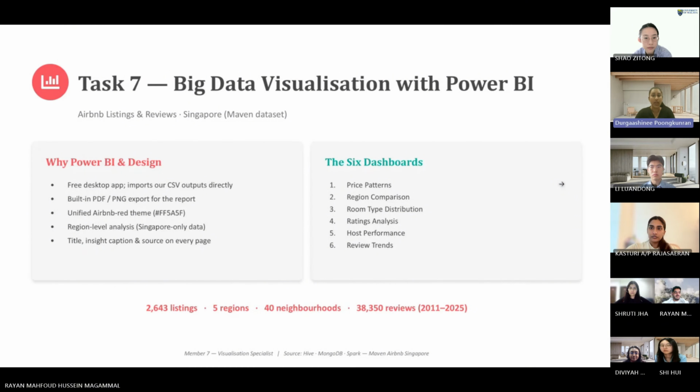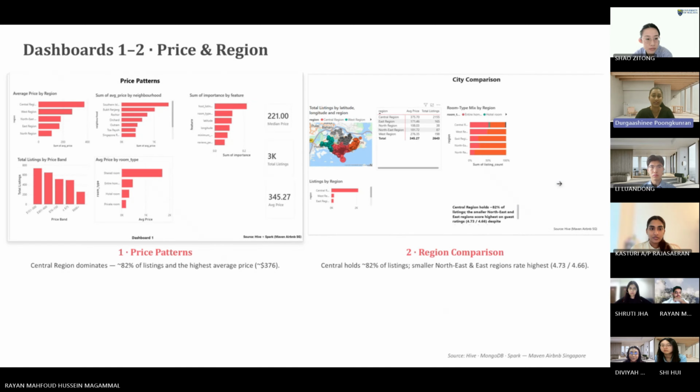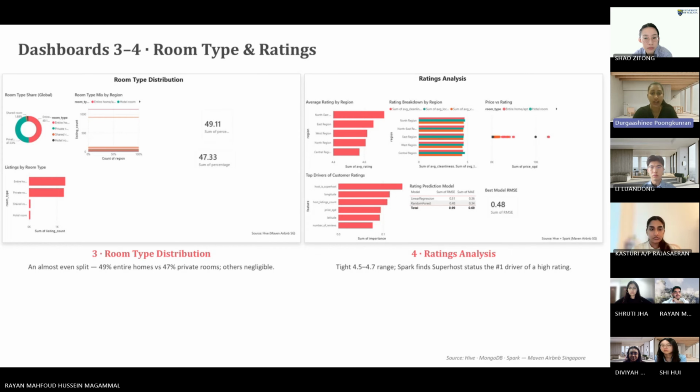A few key findings. The central region has the most listings and the highest price, around $376. Listings are split almost evenly between whole homes and private rooms. The most interesting one is the superhost paradox, where superhosts are only about 15% of hosts, but they get 3 times more reviews and higher ratings while charging less. And reviews follow a clear seasonal pattern, peaking in January. Our popularity model worked well at 87% accuracy, though price was hard to predict. Next slide.